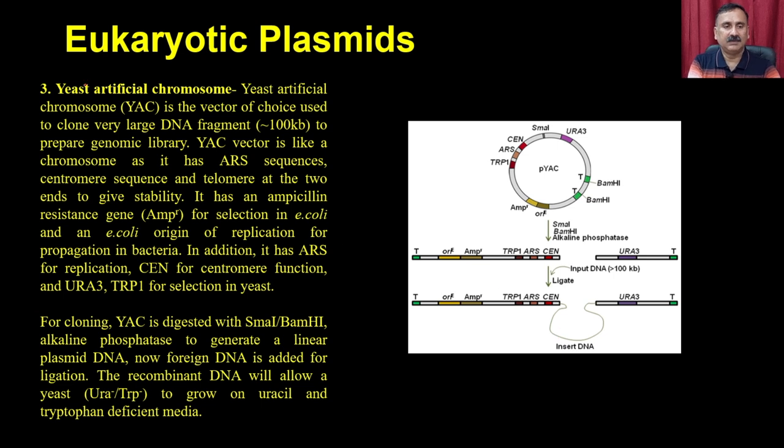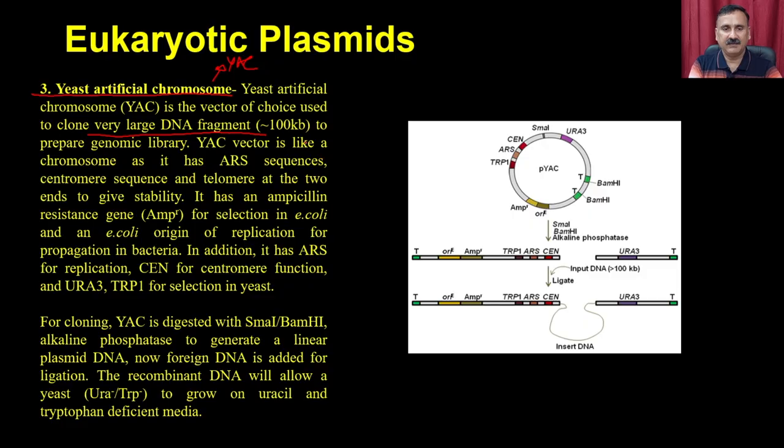Then we can also have the third type of vector, which is called a yeast artificial chromosome or YAC vector. The yeast artificial chromosome is the vector of choice used for cloning very large DNA fragments, right? Remember that when we were talking about the preparation of the human genomic library, we said that we are going to clone that into the YAC vectors. To prepare the genomic library, the YAC vector is like a chromosome, and it has the ARS sequences, centromere sequences, and telomeres at the two ends to give stability.